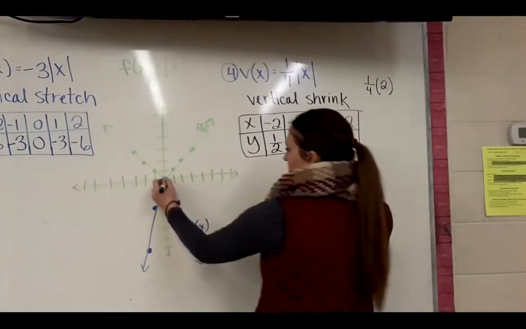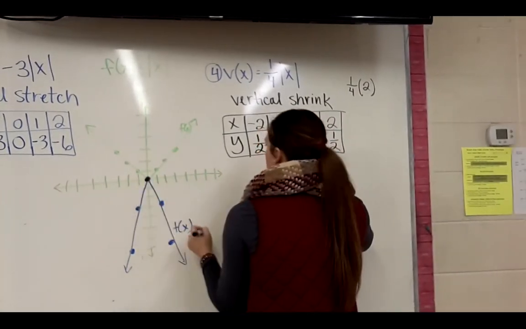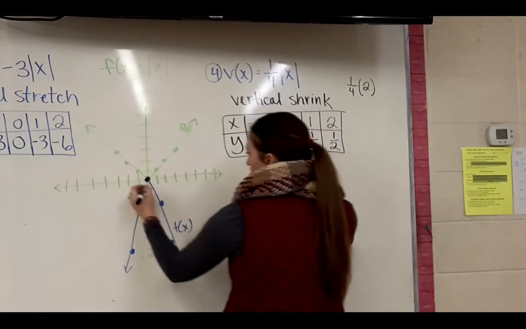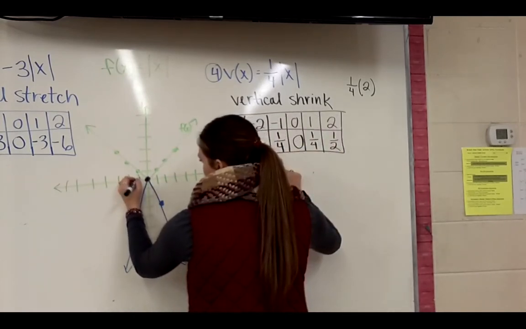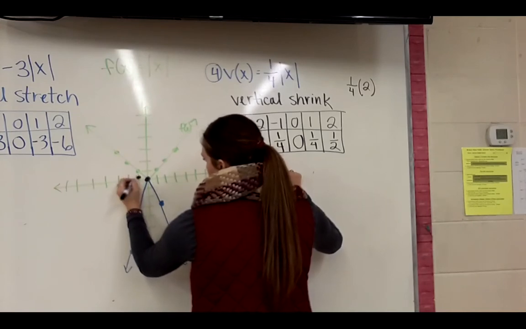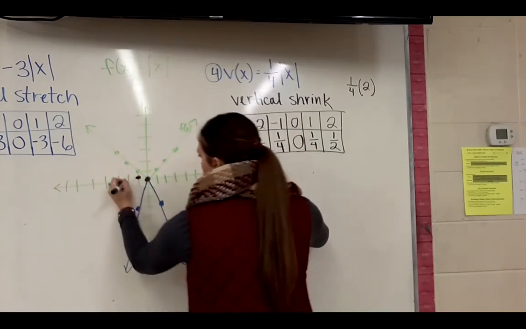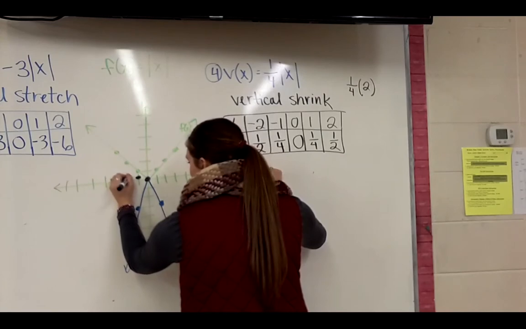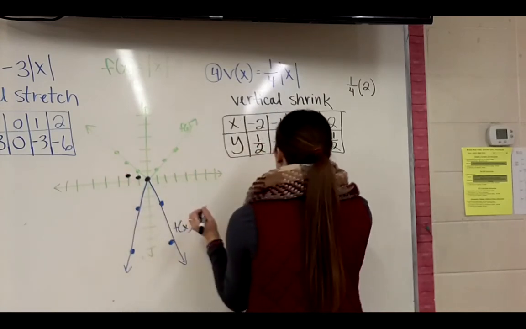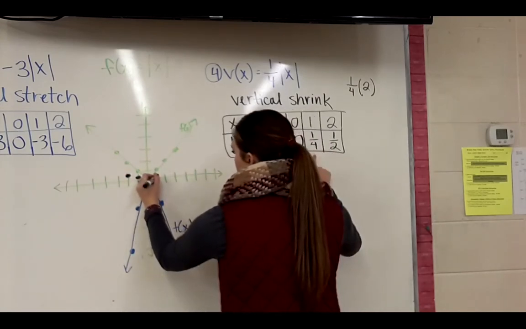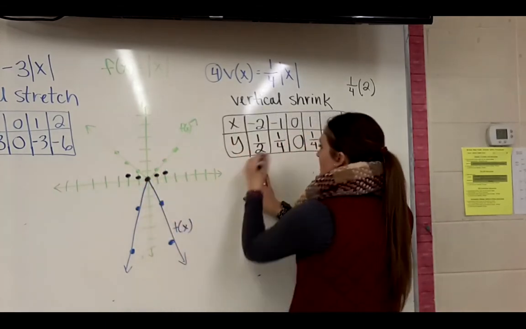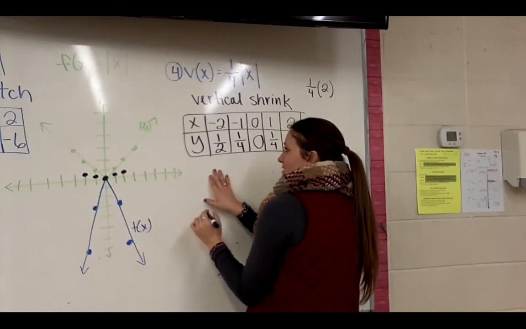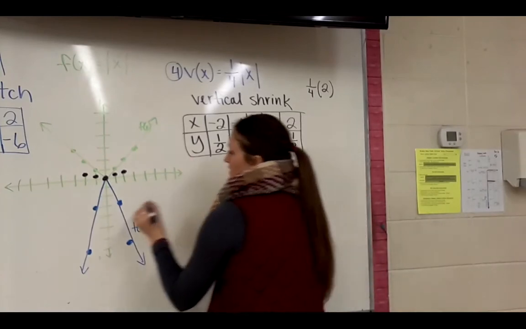So 0, 0 is still my vertex. I have -1, 1/4. Well, we know 1/2 is there. 1/4 is half of half. So it's like, boop, right there. -2, 1/2. 1, 1/4, 2, 1/2. And if we went further, if I plugged in 3, I would probably get 3/4.